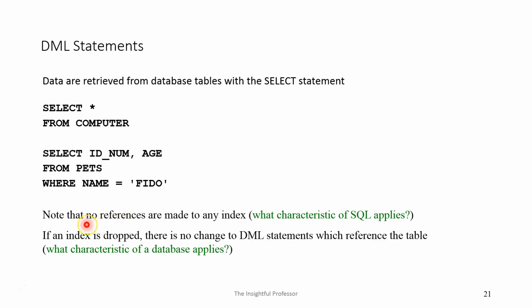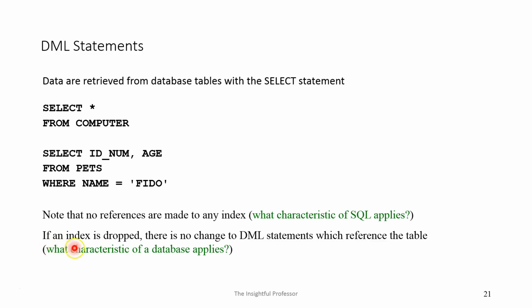Now, we say no references are made to any index in either of these select statements. What characteristic of SQL applies in that case? See, an index could be used, but we're not telling the system how to get the data. We don't say use an index. The query optimizer decides that. So what is the characteristic of SQL that we're talking about here? That characteristic is referred to as non-procedural. We don't specify a procedure or a process by which the data will be retrieved.